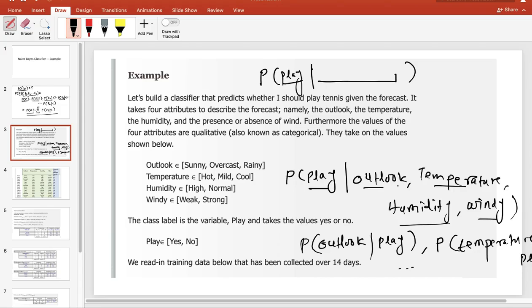Of course, these will take different values. Outlook will take three values: sunny, overcast, rainy. Temperature will take three values, humidity will take two values, and windy will be weak or strong. So given these four features, we are asked, should we play or not? That's the question we are going to solve here: given the weather forecast of a day, should we play or not?